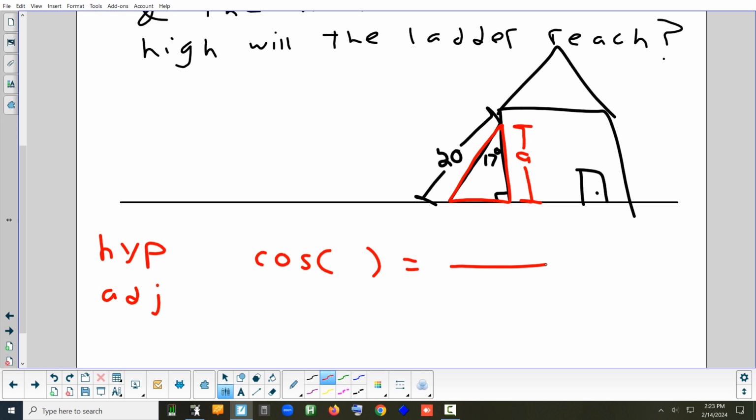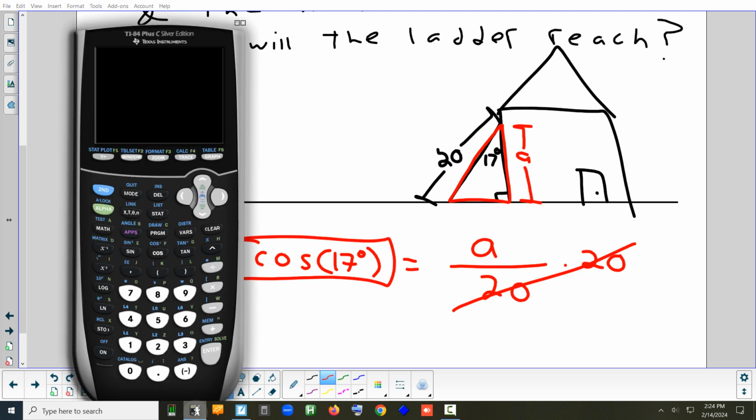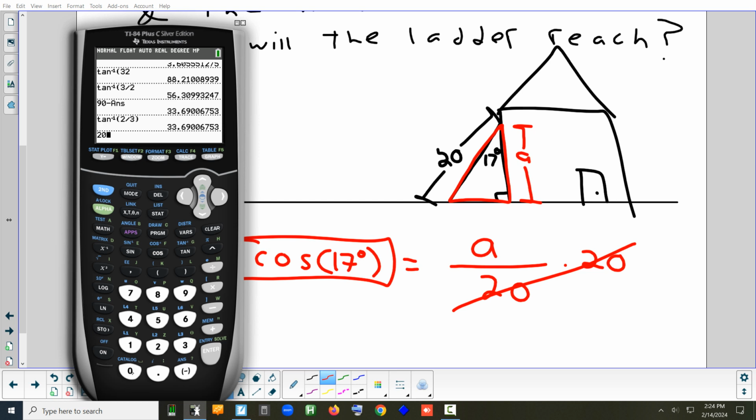Okay. What's the angle we're working with? 17 degrees. And what's the side that is adjacent to 17? A. And what's the side that is the hypotenuse? 20. And what did you multiply by? 20. Yep. Multiply each side by 20. And that is where the top of the ladder will be. So 20 cosine 17.